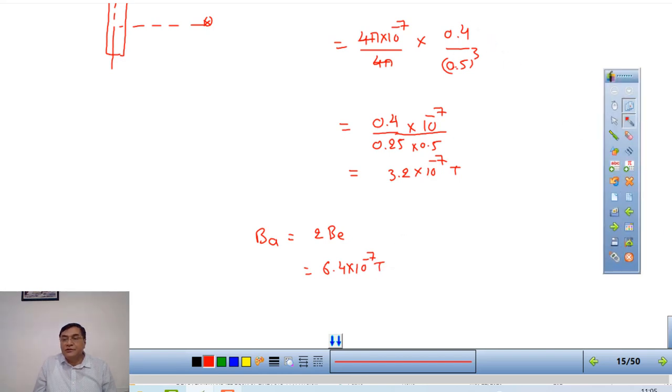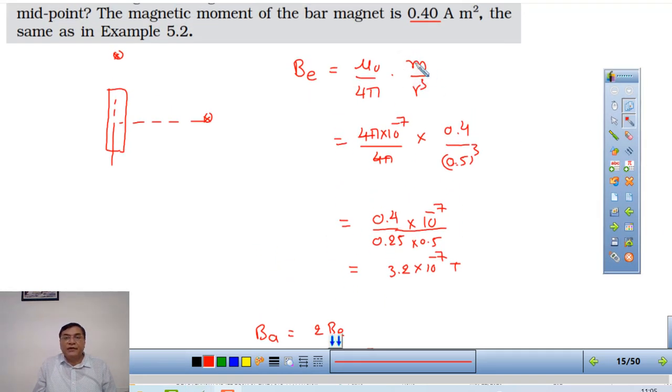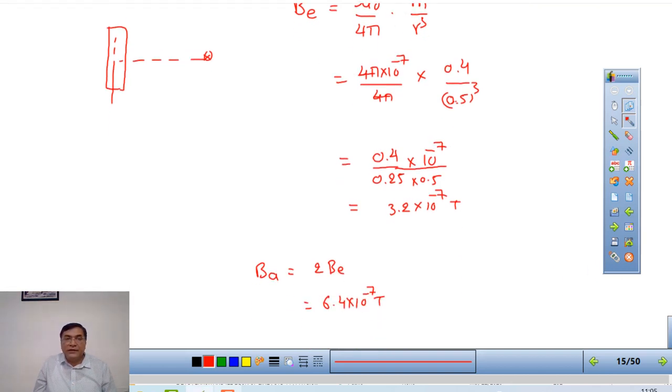Because here it is 2m instead of m. On the equator it was m, so on the axis it is 2m; for the same distance it comes to this much. So at the equatorial line the magnetic field is half of that on the axis.